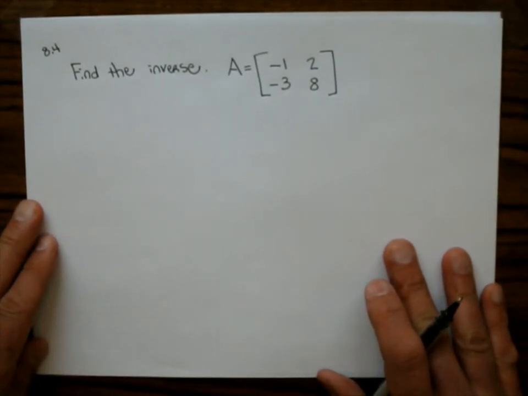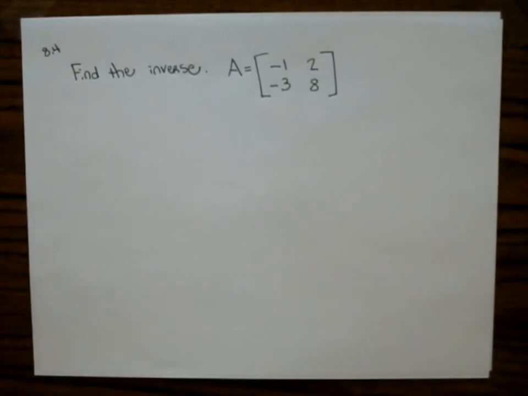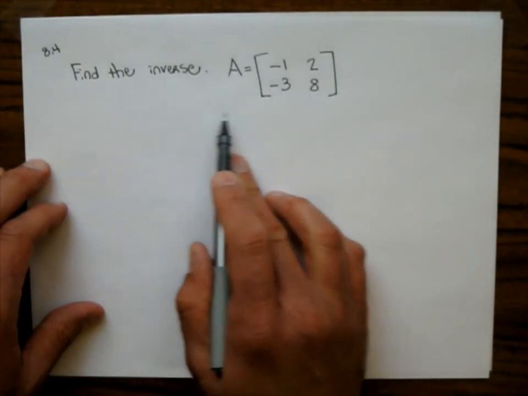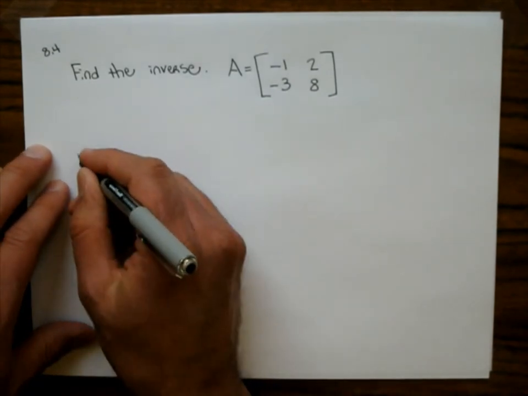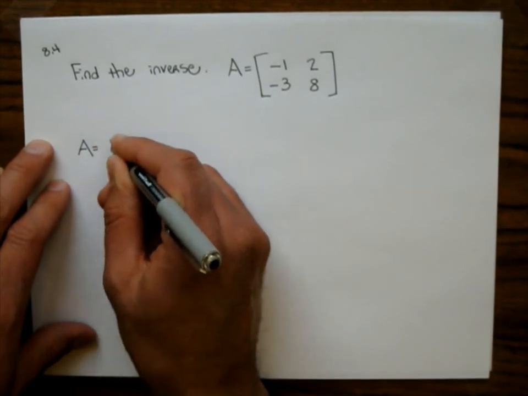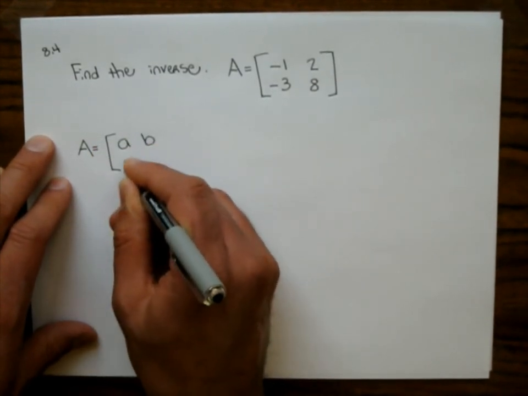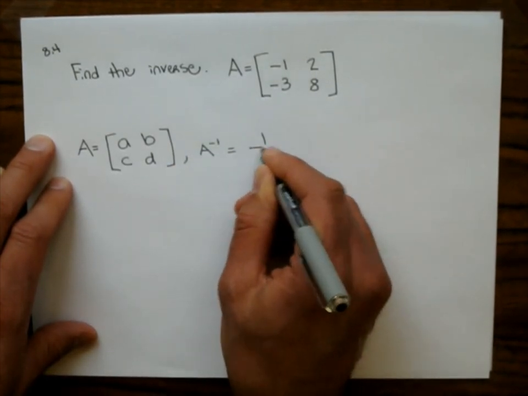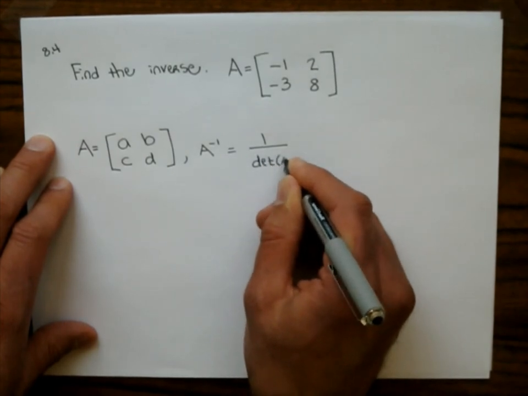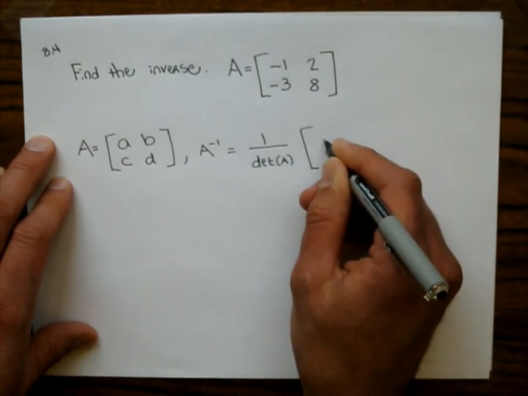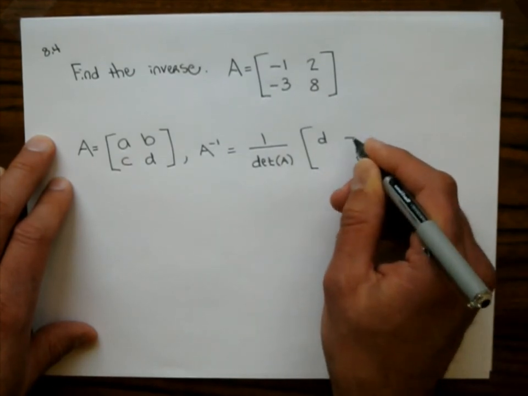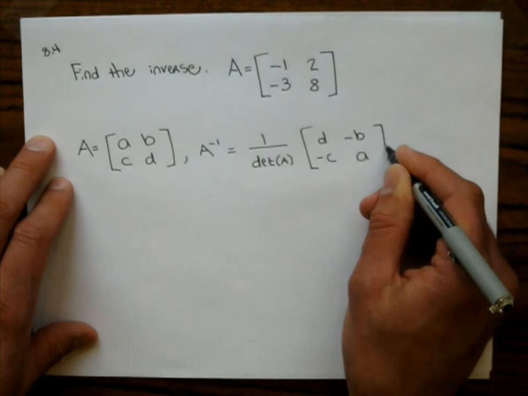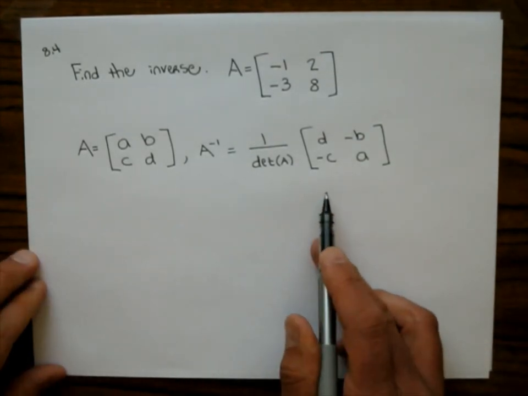Let's go ahead and find the inverse of a matrix, which is section 8.4. So 8.4 is where they did this, and there is a quick shortcut for this. Look at this. Your matrix looks like this: A, B, C, D. The inverse is gotten by going 1 over the determinant of your matrix. Then you switch your A and D and negate your B and C. So that's just a formula. We derived that in lecture.